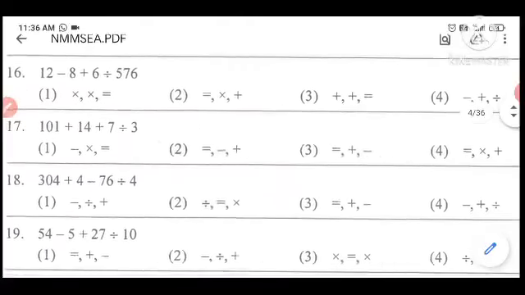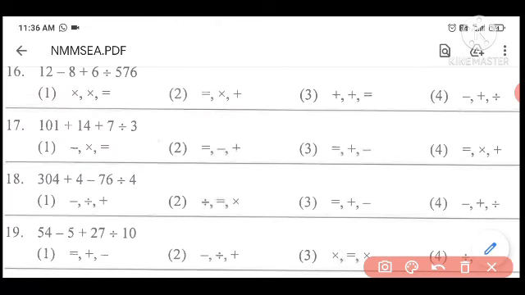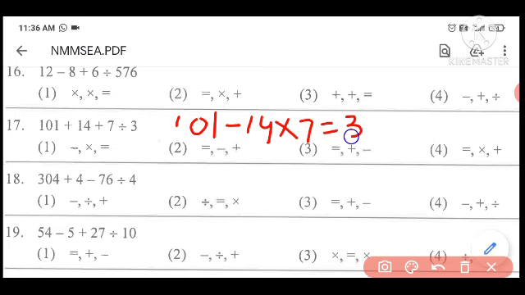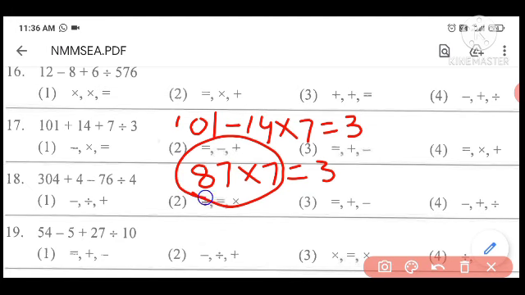Next, 17, 101. In the place of plus we substitute minus 14. In the place of plus we substitute into 7. In the place of divide we substitute is equal to 3. So 101 minus 14 is how much? 87 into 7, we clearly observe that we get a high value. It is not equal to 3.